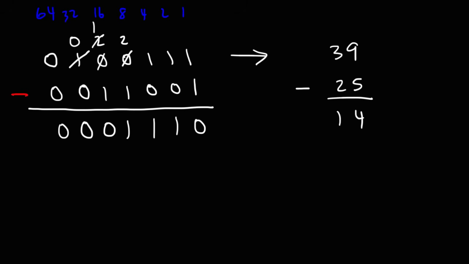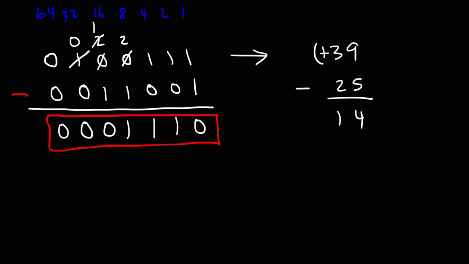Now let's see if this number actually represents 14. So this is 8, 4, that's 12, plus 2, that is 14. So this technique works. It's a very simple way of subtracting two numbers. Now let's use the 2's complement method. In this example, we subtracted two positive numbers.